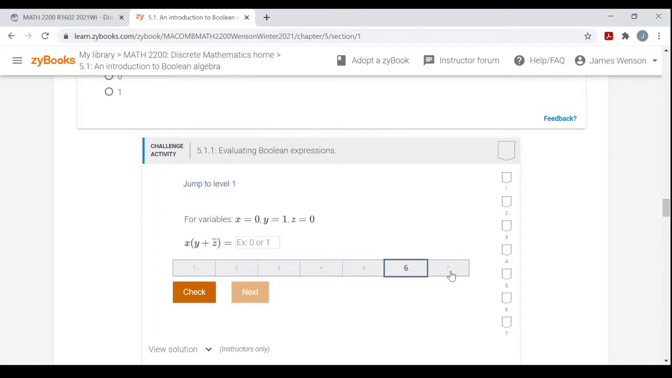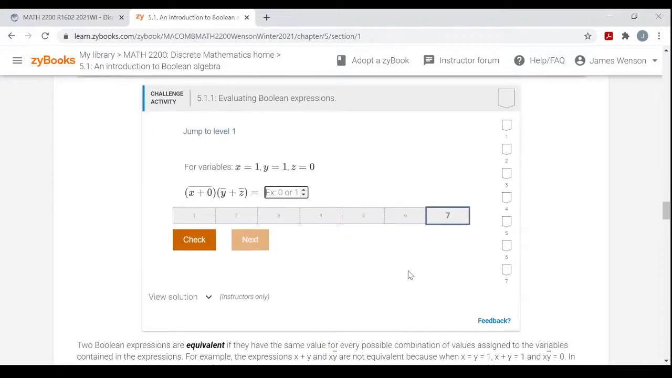Pay attention to parentheses, where the complement bars are. So they're all the same. They just get a little more complicated as you go through the levels, but your answer should be either 0 or 1.